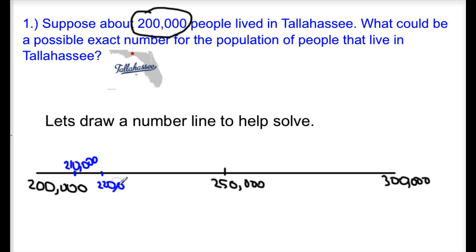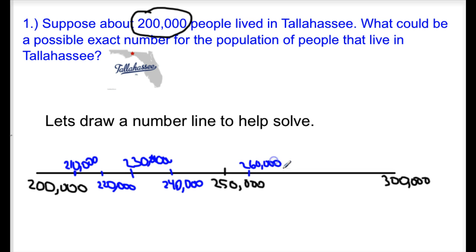And then we would have 230,000 next. Then we would have 240,000. Whoops, 230,000, and then 240,000. We already have 250,000 on our number line, so we'll just move right around that. After 250,000 would be 260,000.